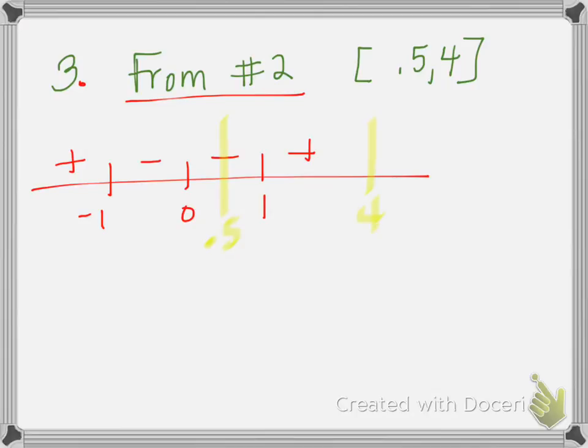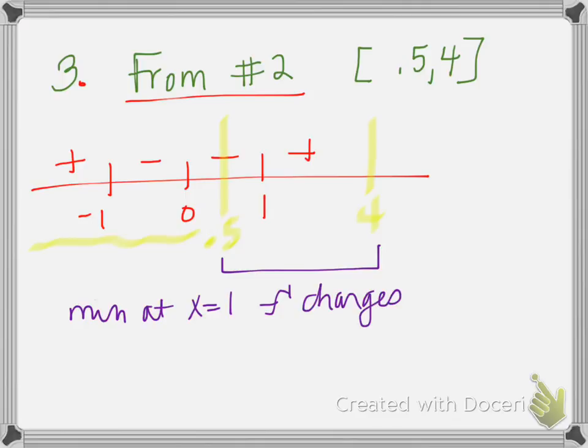So if that's the case, then when I make all of my descriptions, they are based on what's going on between 0.5 and 4. I don't really care what's going on down here. So when I write all of my things, I'm just telling you what's going on from here to here. So between 0.5 and 4, there's a min at x equals 1 because f prime changes negative to positive.